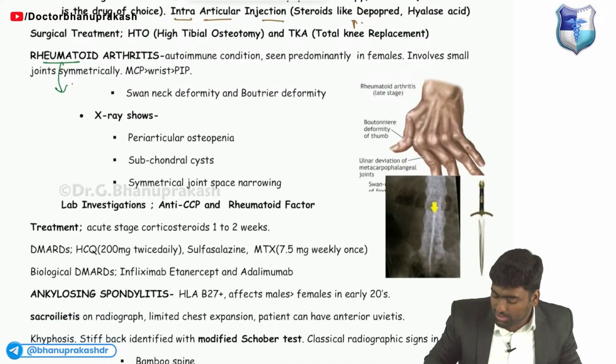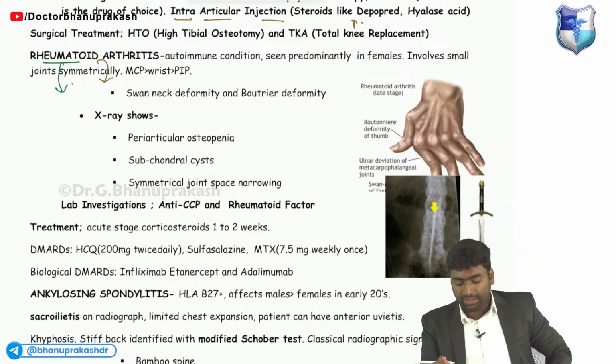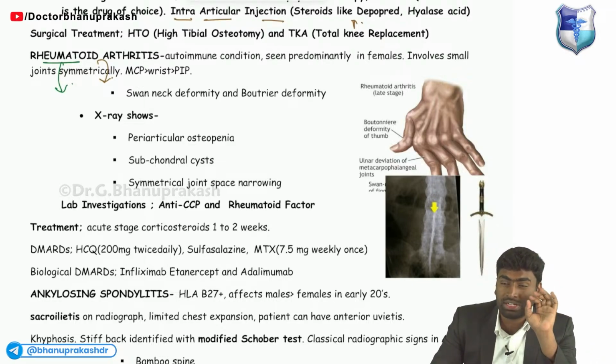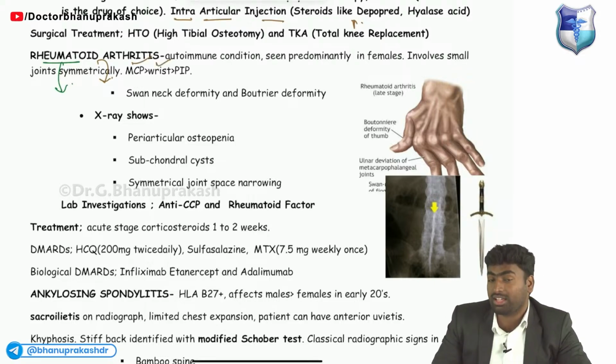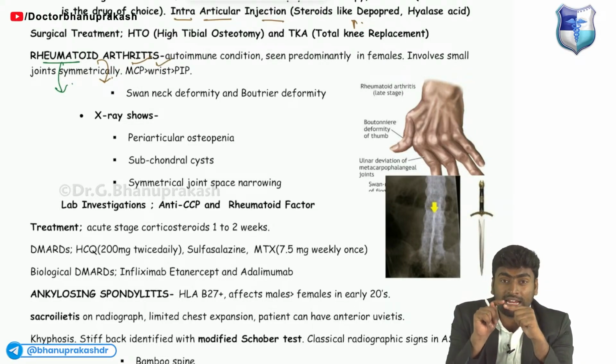Okay. Then about this rheumatoid arthritis, as I told you, it is most commonly involving females, and it most commonly involves this joint, which is the PIP. And here the most common joints, if you see, are this MCP joint and wrist joint. This will involve this wrist joint also, metacarpophalangeal, and mainly this distal interphalangeal joint.